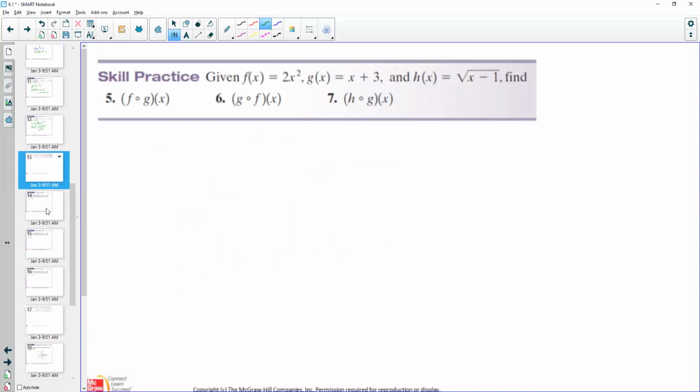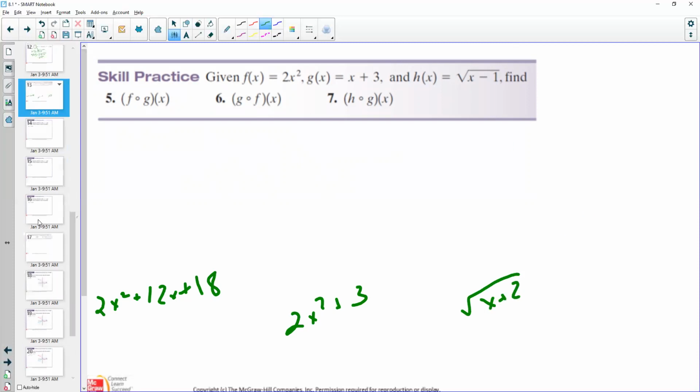You try these. It's a different set of functions. When you're finished with number 5, you should have 2x squared plus 12x plus 18. When you're finished with number 6, you should get 2x squared plus 3. And when you're finished with number 7, I have all these letters here, you should get radical x plus 2. If you're stuck, go to the discussion. That's what it's there for.